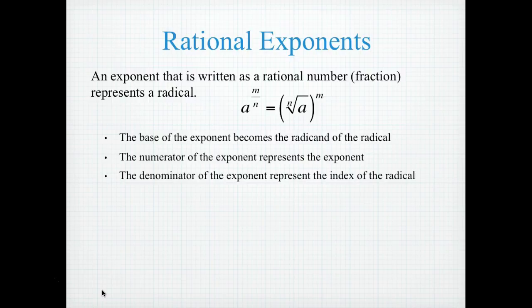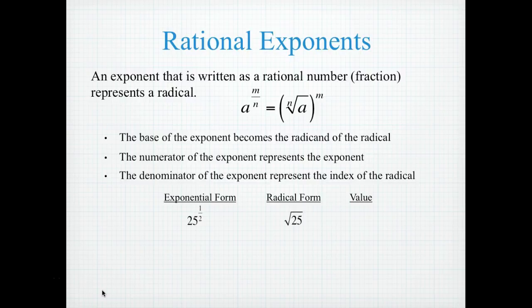Now the denominator of the rational exponent, in this case the variable n, translates to the index of the radical. So the variable n, the denominator of the rational exponent in exponential form, translates to the index of the radical in radical form. So here we're going to translate a few expressions from exponential form to radical form.